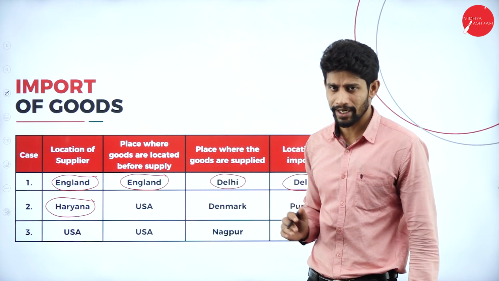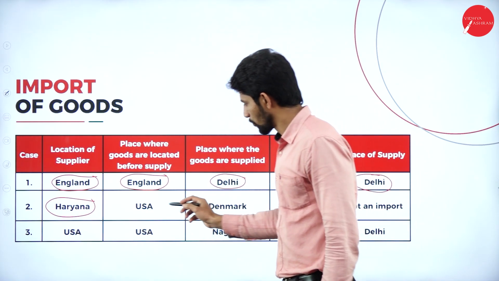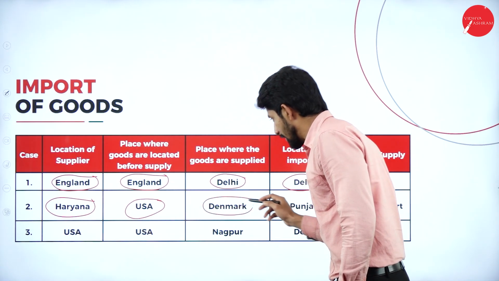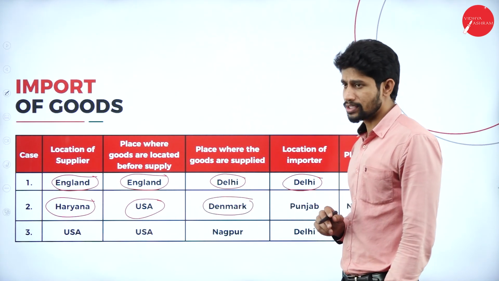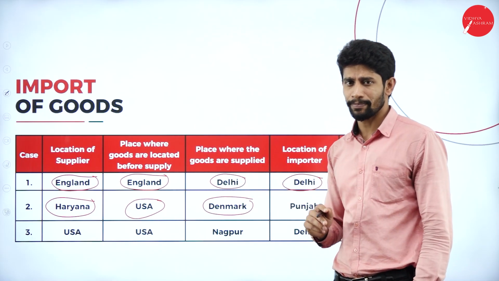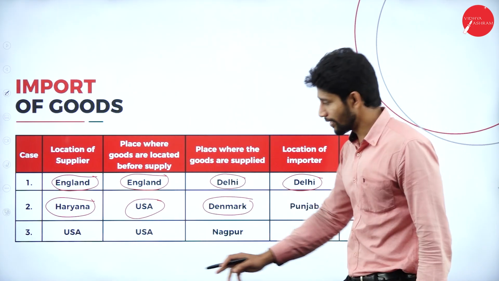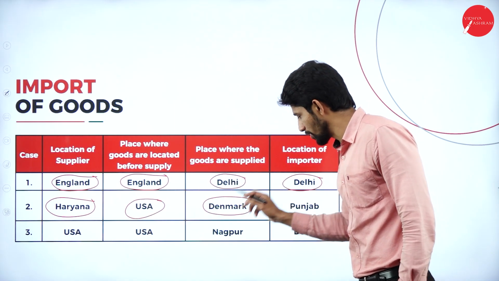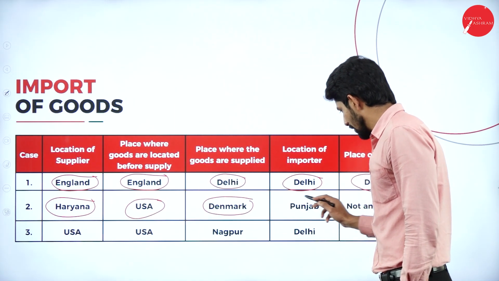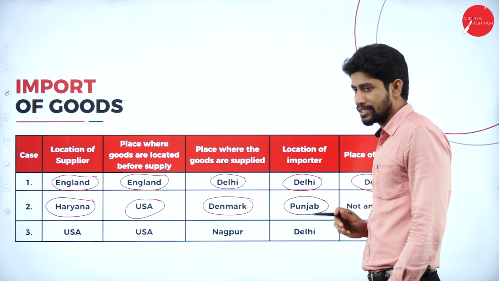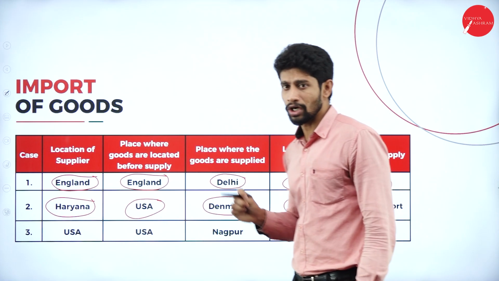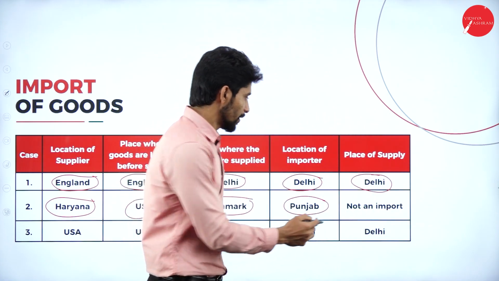Case 2, location of supplier, Haryana. The supplier is in Haryana, he is in India itself, and the goods were in USA. Next, the place where the goods are supplied: the goods are supplied to Denmark. He is in Haryana, goods were in USA, and he supplied goods to Denmark, and the location of importer is Punjab. The person who is importing is in Punjab. So now, what is the place of supply?